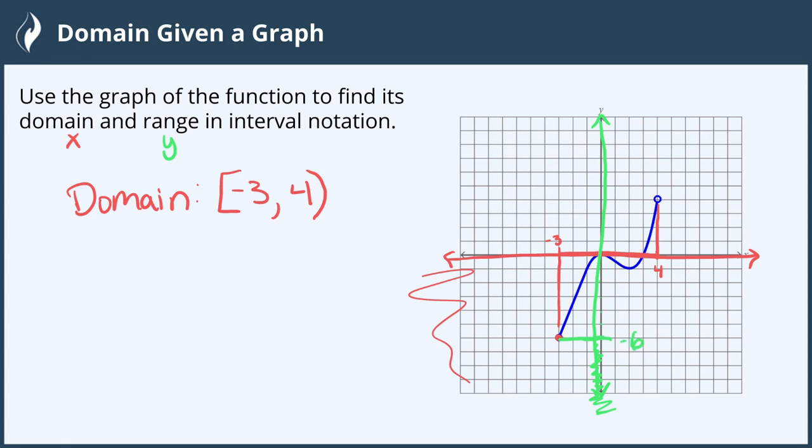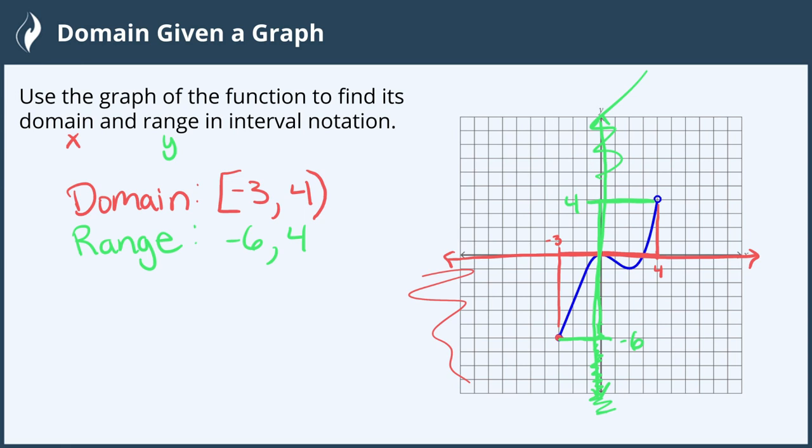And now the graph continues to interact in the range clear until here. And that is when it looks like I end. There's no more graph up here, so I don't need to worry about that. 1, 2, 3, 4. So the graph ends in the range clear up here at 4. And so I am going from the range from bottom to top from -6 to +4.